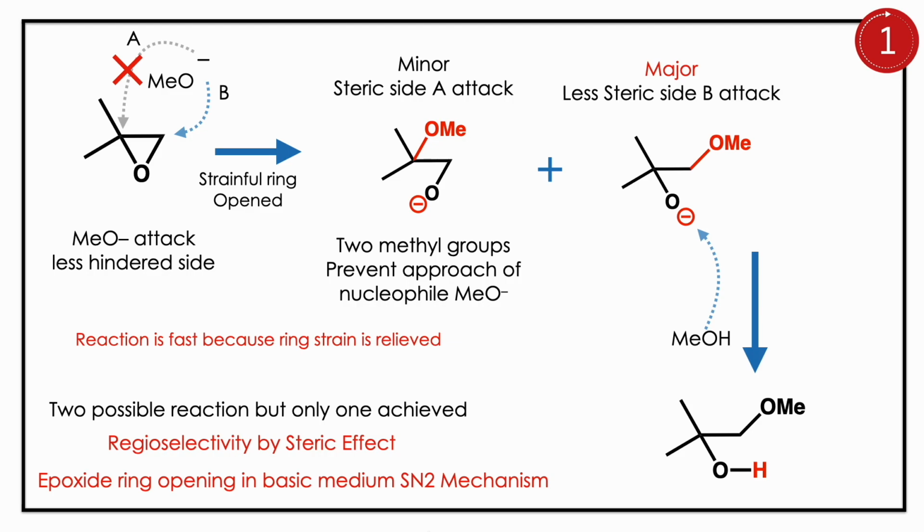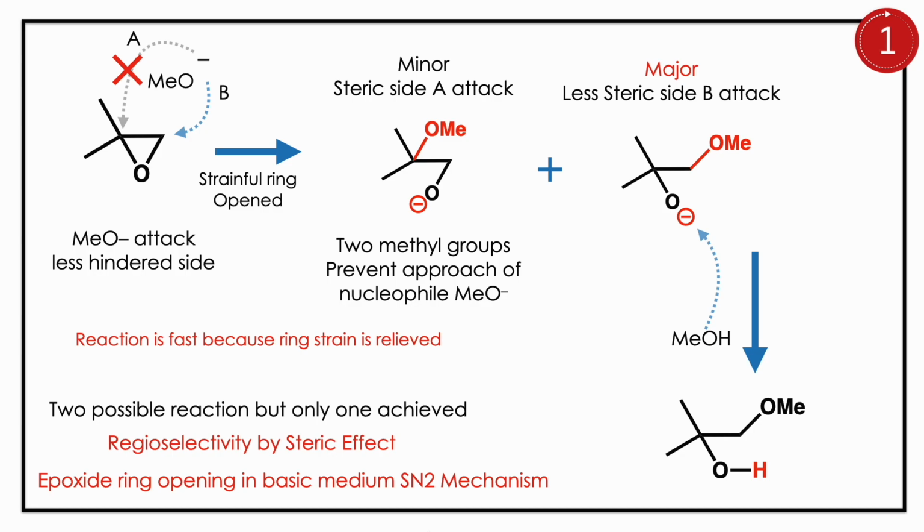The reaction is controlled by the stereochemistry because you have a nucleophile, which is MeO minus. It can attack either way, that is called regioselectivity. It can attack either the methyl side or the hydrogen side. When compared to the methyl side, the hydrogen side is less sterically hindered. So the attack happens in the B way, not the A way.